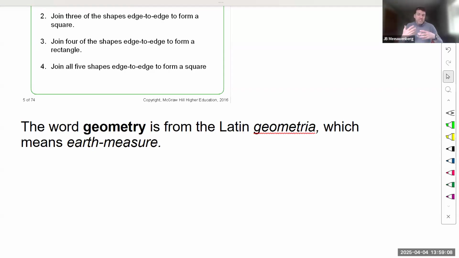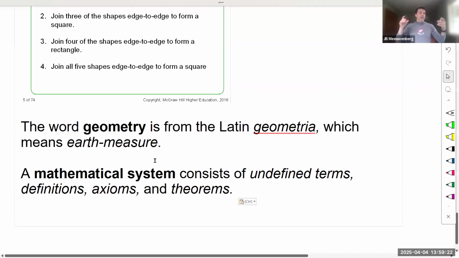And again, this is giving you just a foundational idea about what geometry is. You won't necessarily be tested on this, but it's good to know where this background comes from. And so again, mathematical systems consist of undefined terms, definitions, axioms, and theorems.